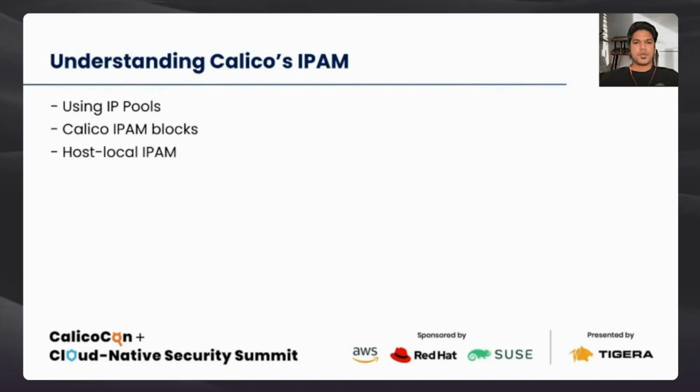The host local IPAM plugin is primarily used by other methods of routing pod traffic from one host to another. For example, it is used when installing Calico for policy enforcement, flannel networking, as well as when using Calico in AKS, Azure Kubernetes Service, or Google Kubernetes Engine, that is GKE.